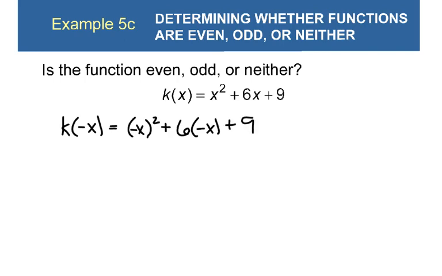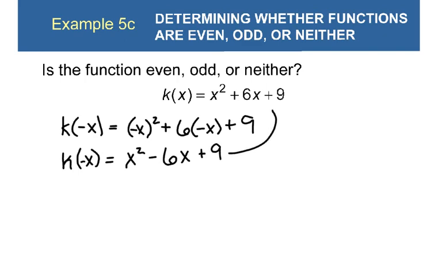And now what we're going to do is simplify it a bit. So negative x squared is equivalent to x squared. And then this right here is negative x, or 6x, plus 9. Well, it's not even because this does not equal that. Now let's see if we can take out a negative like we did in our first function, our odd function, to see if it's odd.